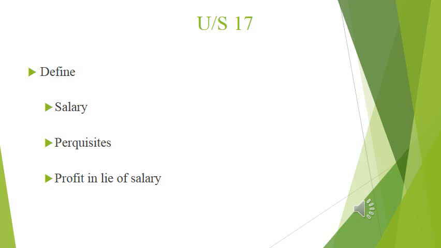For getting a brief idea about this definition, let us briefly explain these 3 things. First one, salary. Yesterday we had discussed an inclusive definition of salary. Salary includes wage, annuity, pension, gratuity, fees, commission, perquisites, advance salary, etc.